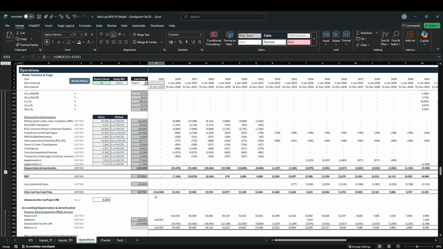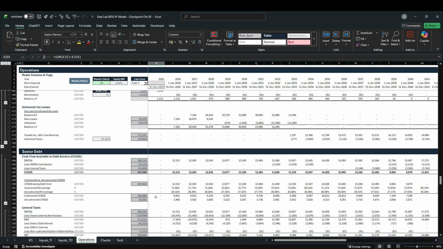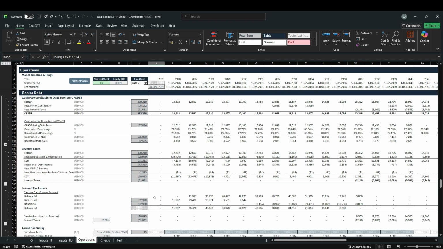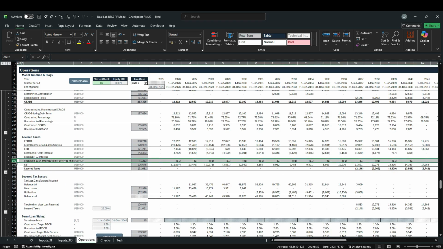And if we scroll further down, you might see that feeding in this upfront fee now also causes a non-cash amortization of our deferred financing fee, which in return reduces our levered taxes again. So we need to be careful here, because right now we have probably just increased our debt capacity again, because we have more CFADS available due to lower taxes we will have to pay, since our upfront fee is amortized over a period of 15 years and is reducing our tax liability.